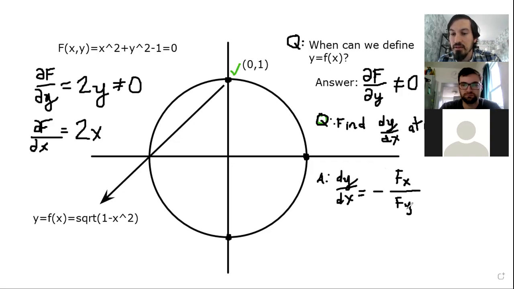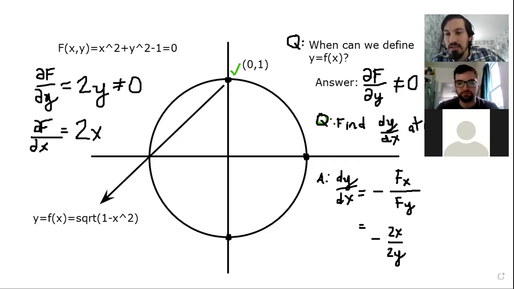That's sort of the answer. Of course, we haven't evaluated it yet, but fx is 2x and fy is 2y. So this becomes negative 2x over 2y. And then what do we do? We evaluate it. When I say evaluate, it really just means plug in the point x equals 0, y equals 1. If x equals 0, y equals 1, this becomes negative 0 over 1. It just becomes 0. And, a big surprise here.